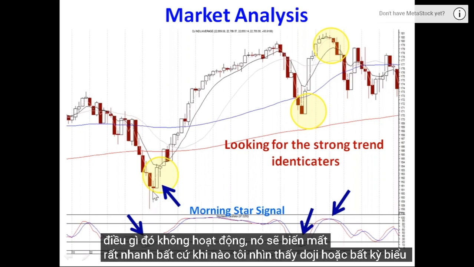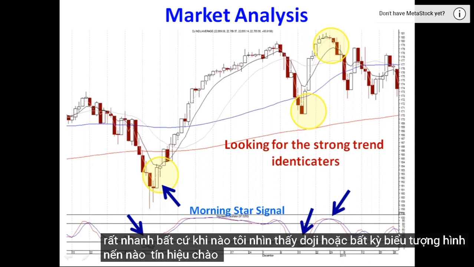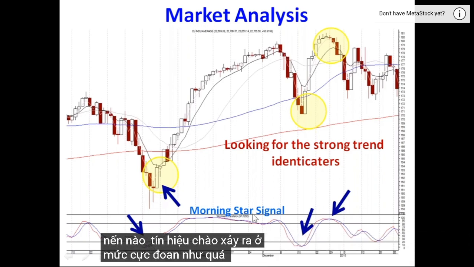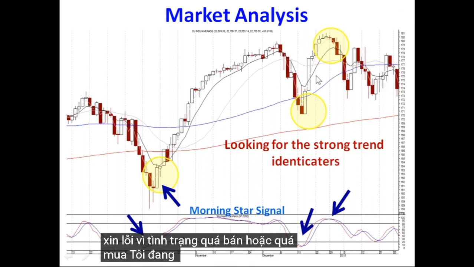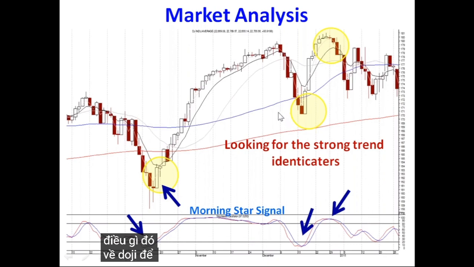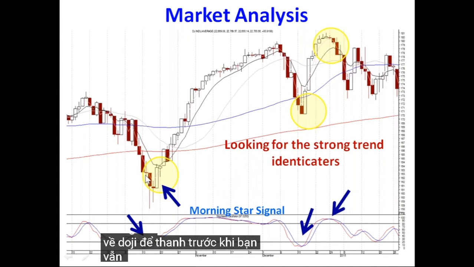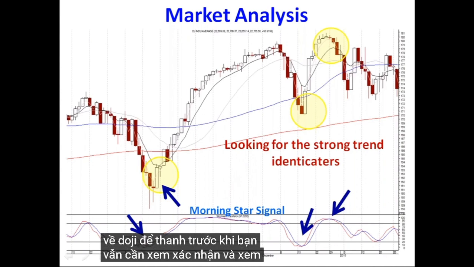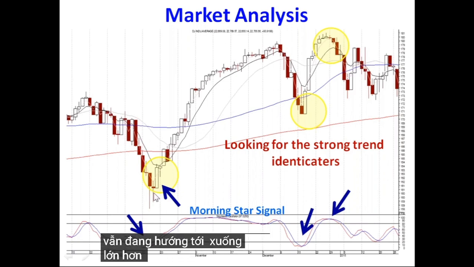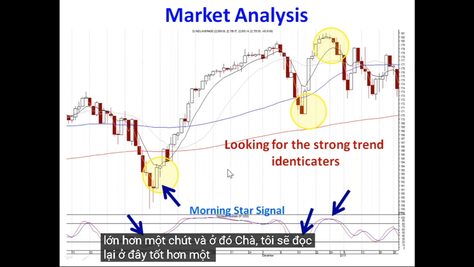Anytime I see a doji or any candlestick reversal signal occurring in the extreme, like the oversold or the overbought condition, I'm getting ready to do something. What about a doji two bars before? Oh, you still need to see confirmation, and look where your stochastics were. They were still heading down a little bit. The bigger, and I'll retrace here a little bit.